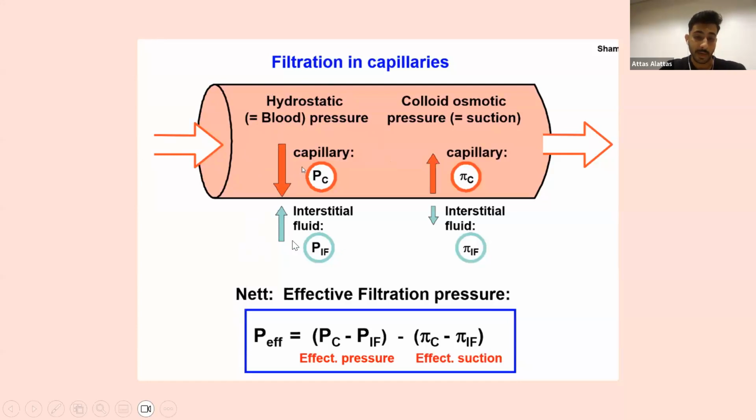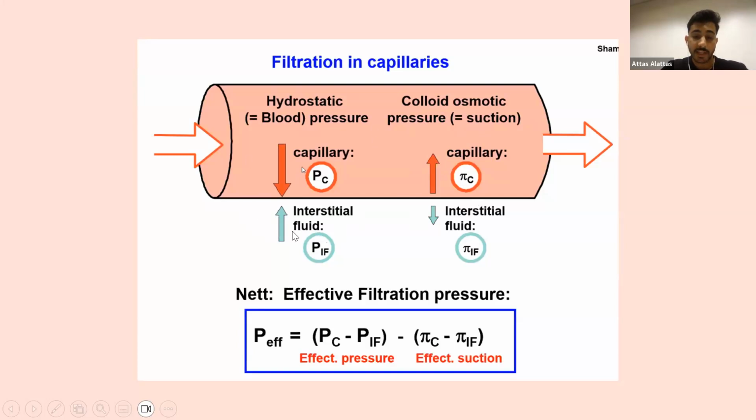You have the interstitial hydrostatic pressure. It's the same but opposite. So the same in terms of it pushes the fluid to the opposite side, but it's opposite in terms of the direction. So interstitial pushes the fluid in the opposite direction. So it pushes the fluid from the interstitium to the capillary. The colloid osmotic pressure in either the capillary or the interstitial pulls the fluid to its side.